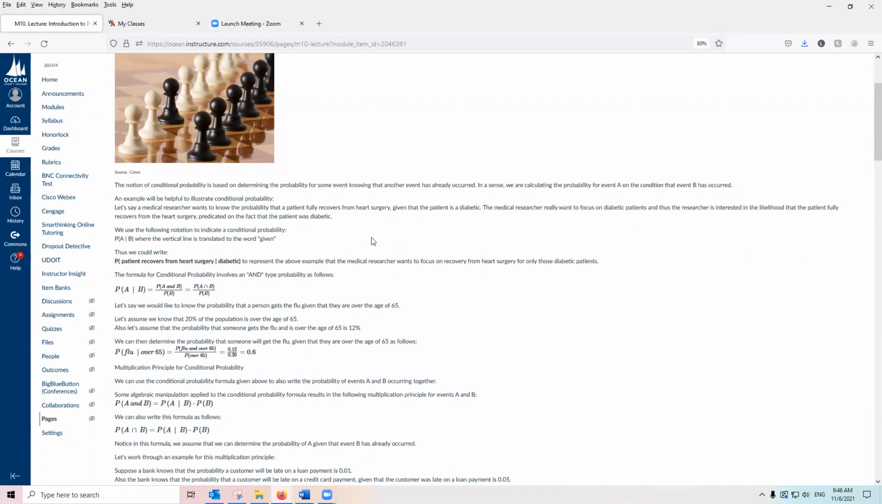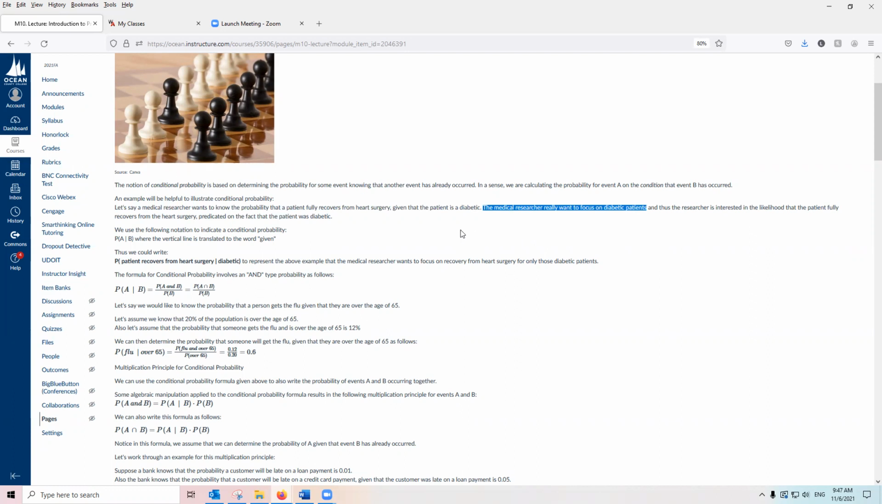A conditional probability is asking you to calculate a probability on the condition that another event has occurred. Here's an example. Maybe a medical researcher wants to know the probability that a patient fully recovers from heart surgery, given that the patient is diabetic. So when calculating that probability, we're only looking at diabetic patients, because that's the given condition. I would not be examining data for non-diabetic patients, right?